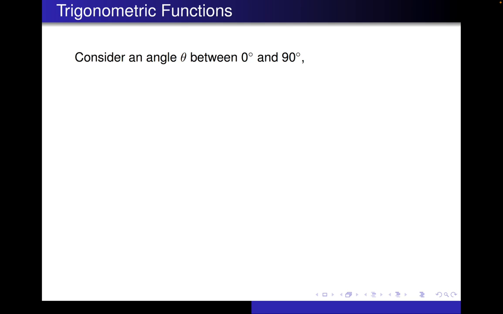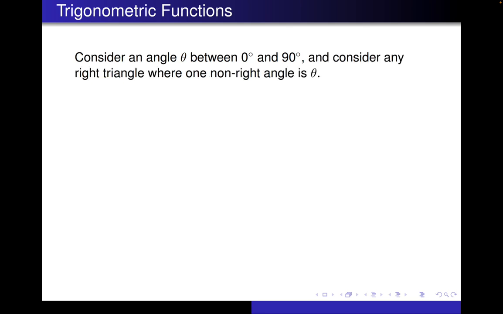So if I have any angle theta between 0 and 90 degrees, and if we have any right triangle where one of the non-right angles is theta, here's what that picture is going to look like. So there's our theta in the lower right. The opposite side is the one farthest away from theta. The adjacent side is the non-hypotenuse one that's closest. And then the hypotenuse is, well, the hypotenuse.